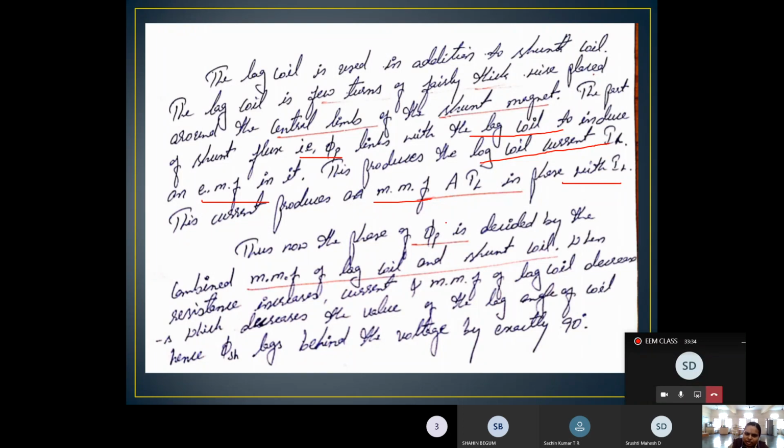How is the phi p going to be decided? This is an important point. It is mainly decided by the magnetomotive force of the lag coil and the shunt coil. When resistance increases, current and MMF of the lag coil decrease, which decreases the value of the lag angle of the coil. Then phi sh lags behind the voltage by exactly 90 degrees. This is how it is going to be done.